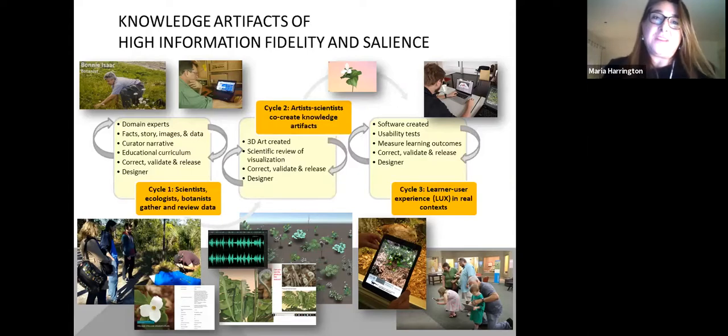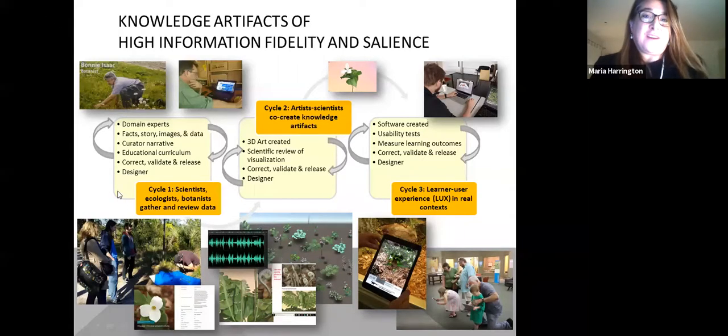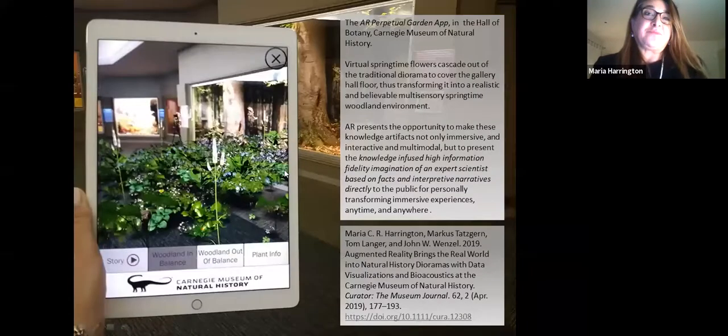So I referred to this as the high information fidelity standard and the salience necessary to make it enticing and beautiful for someone to care about or be motivated to learn. These knowledge artifacts are the result of this process.